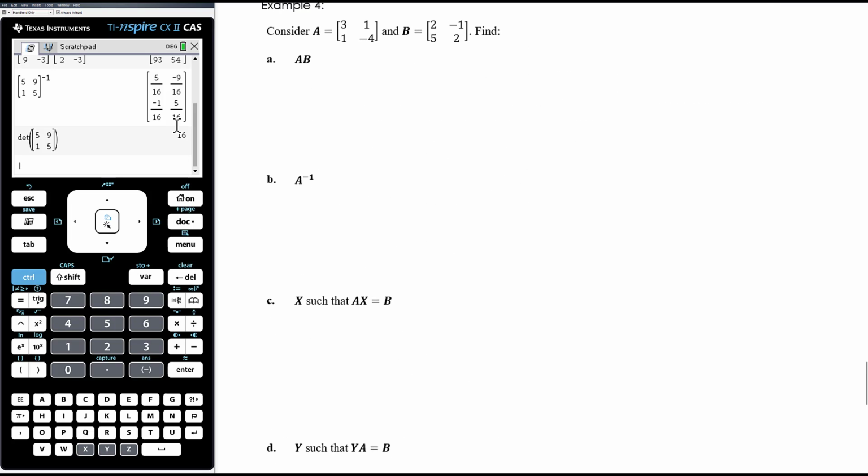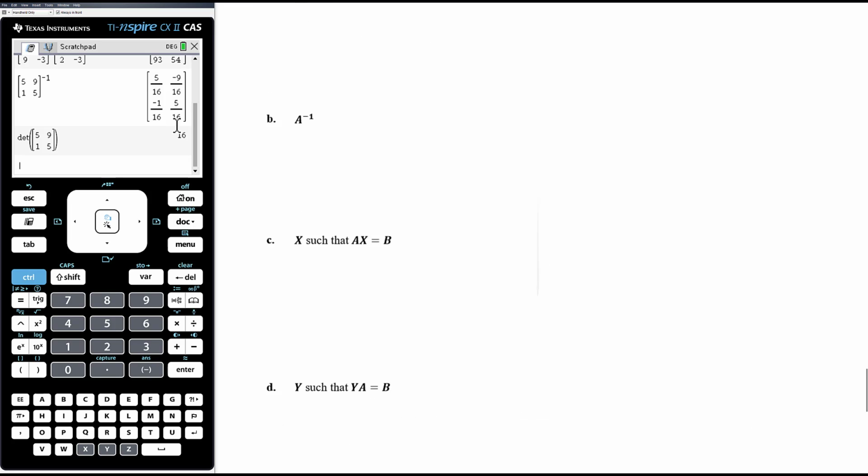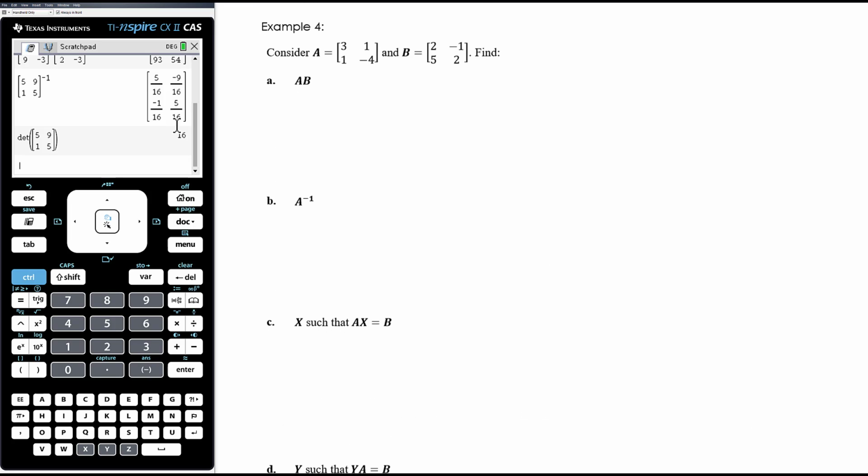Okay, let's have a look through here. So we've got two matrices. Let's sort of put everything together a bit here. Two matrices, A and B, both 2 by 2 matrices. Part A asks us to find AB. So AB is going to be [3, 1; 1, -4] times [2, -1; 5, 2].